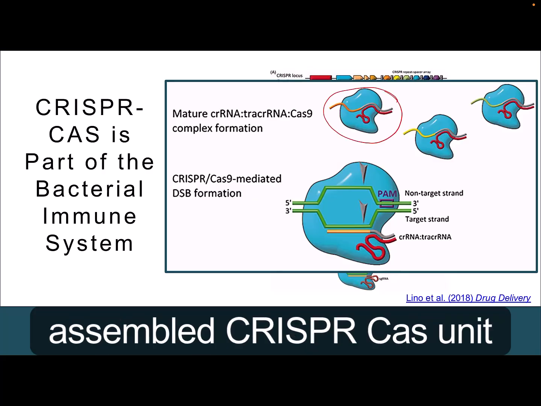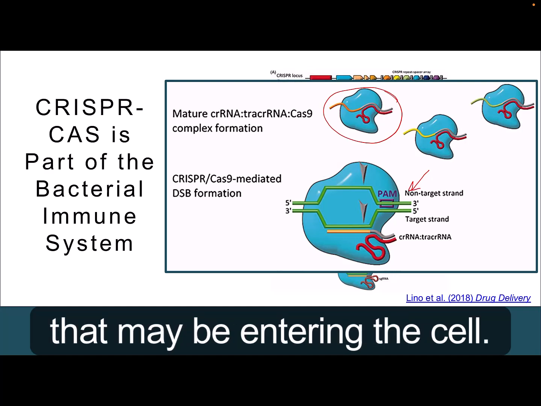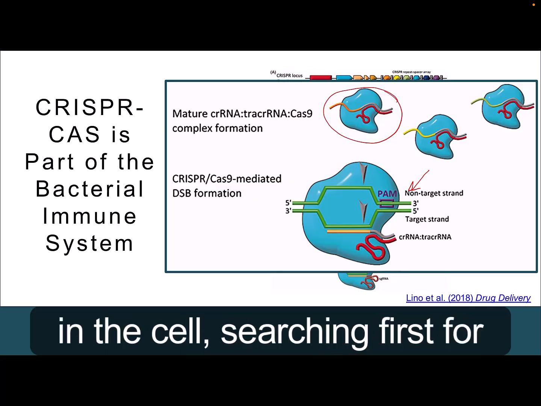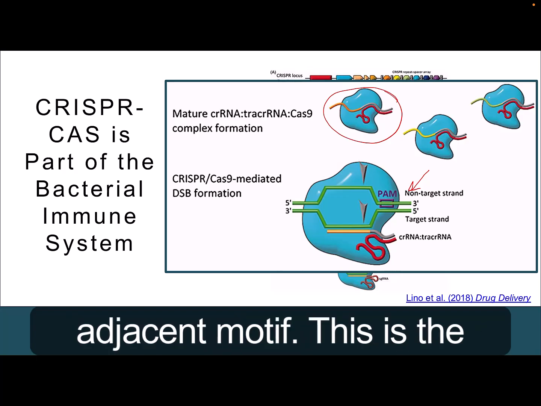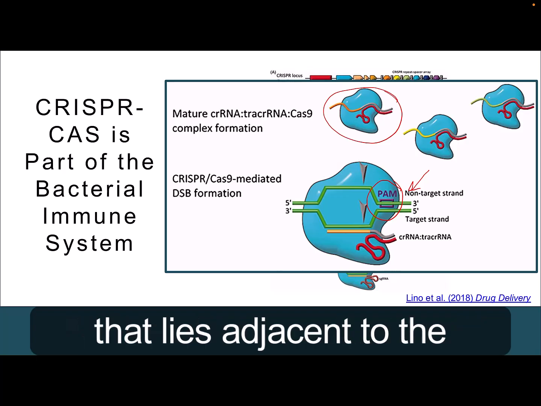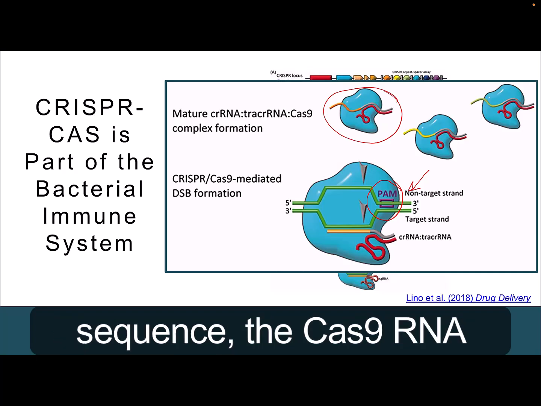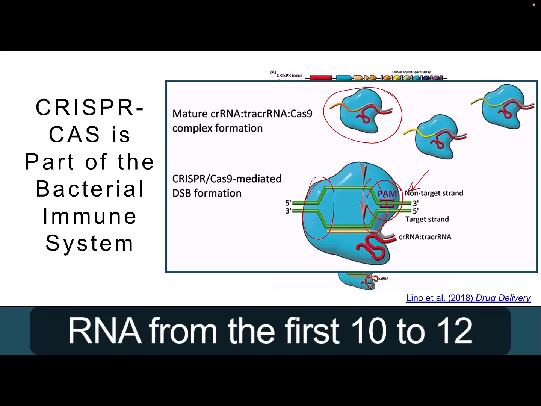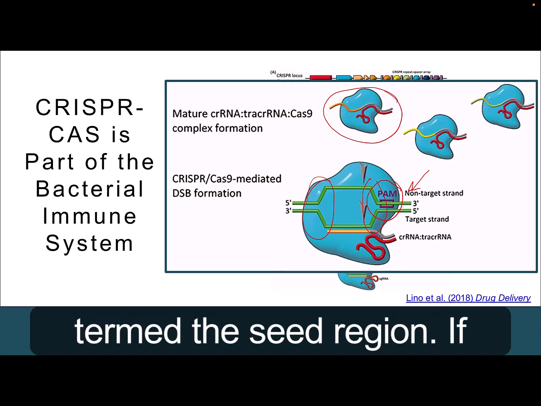The assembled CRISPR-Cas unit can then bind to new foreign DNA, shown in green here, that may be entering the cell. The Cas9 RNA complex randomly interrogates DNA in the cell, searching first for the appropriate proto-spacer adjacent motif. This is the PAM motif. It's a short motif that lies adjacent to the target spacer sequence. Upon recognition of the PAM sequence, the Cas9 RNA complex unwinds the DNA or RNA from the first 10 to 12 nucleotides following the PAM sequence. This is termed the seed region.